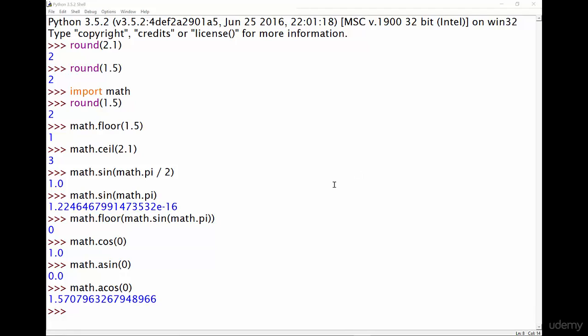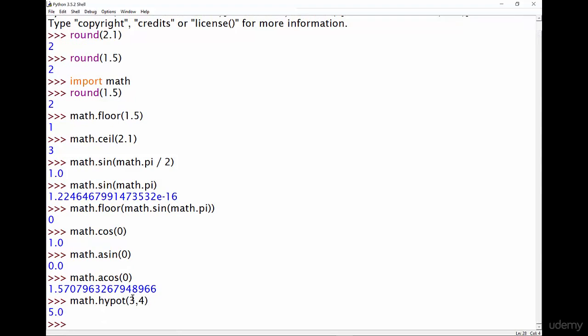So we can check this by doing math.hypot of 3 and 4. And we're going to get back 5, because 3 squared is 9, 4 squared is 16. Add those together, you get 25. Square root of 25 is 5. This function is also useful for finding resultant vectors in vector algebra as well.